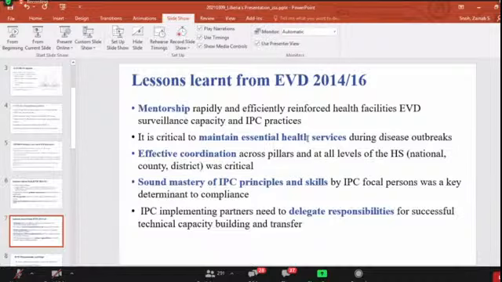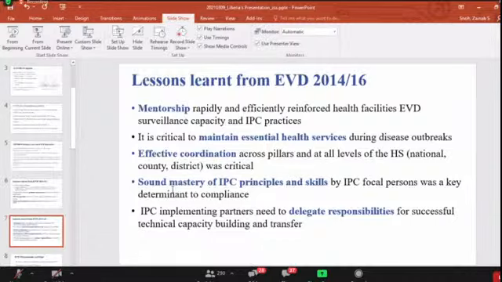So we have learned to see how our system can be resilient in responding, as well as ensuring that the routine health services and the core functions of the health sector can continue, like vaccination, surgeries, and other patients that have different disease conditions, that they can be attended to and their lives can be safe. Effective coordination across pillars and at all levels of the healthcare system, the national and the county level, was critical, because when the various response pillars are not coordinating, there will be a lot of miscommunication and we won't be able to contain the outbreak.